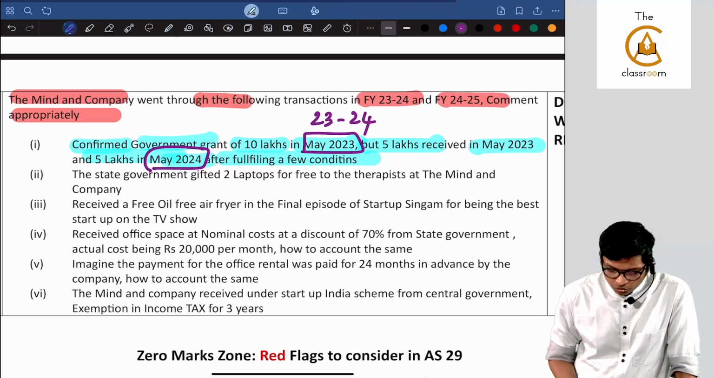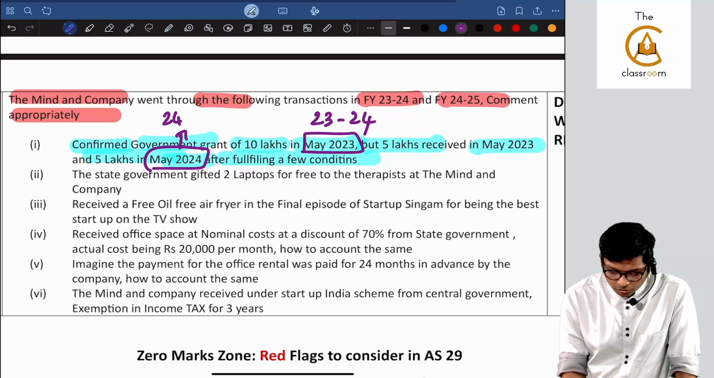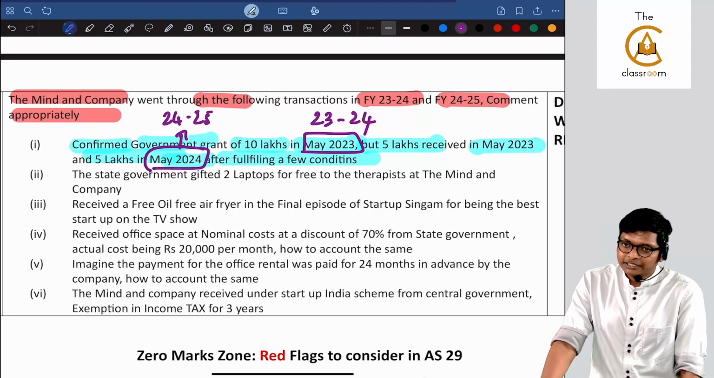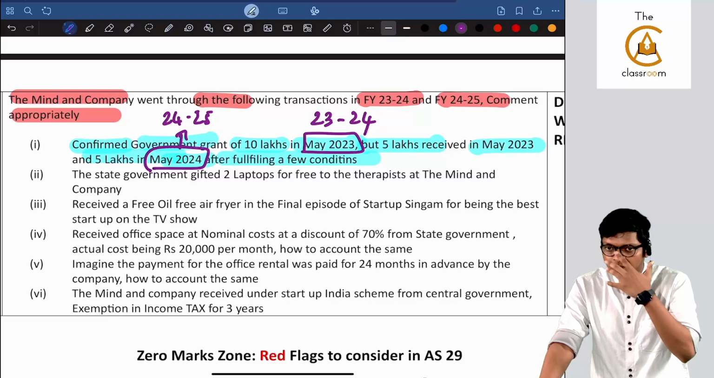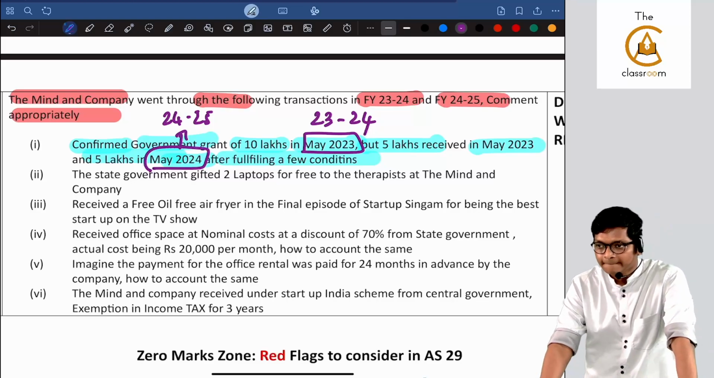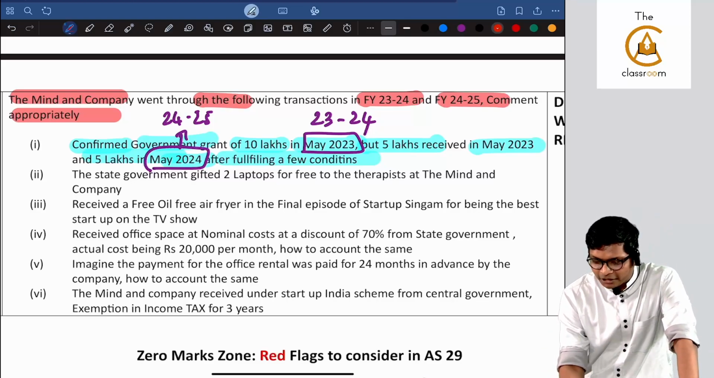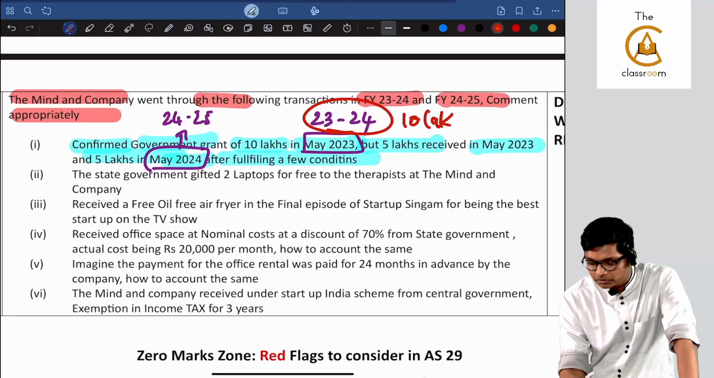23, 24. This is 24, 25. Correct? This is how we actually got it also. Both years in May only I got it, after fulfilling conditions. How should I account it? Can I account in 23, 24 itself the full 10 lakhs?